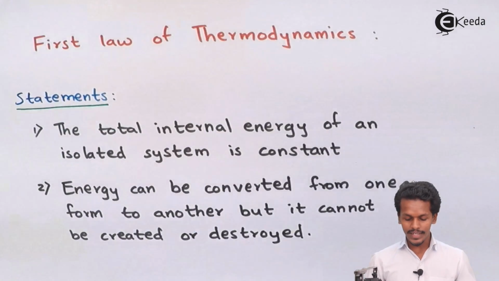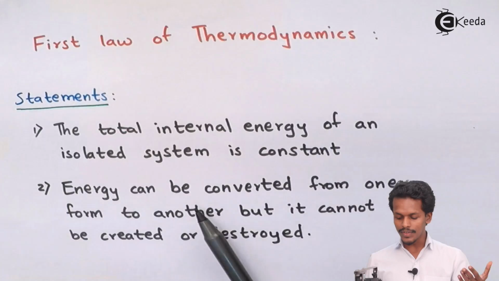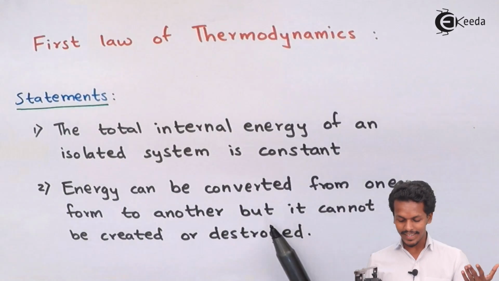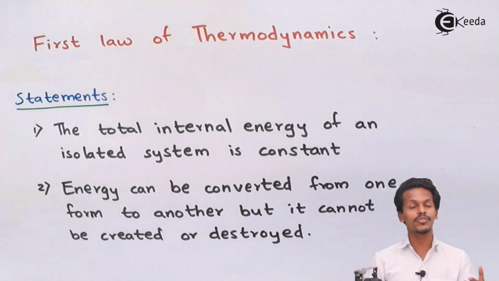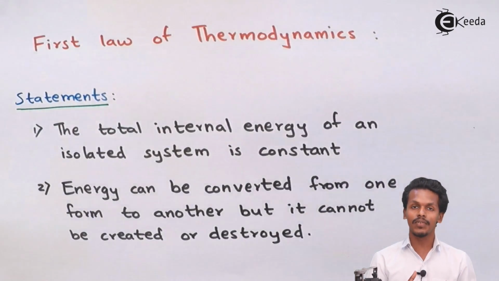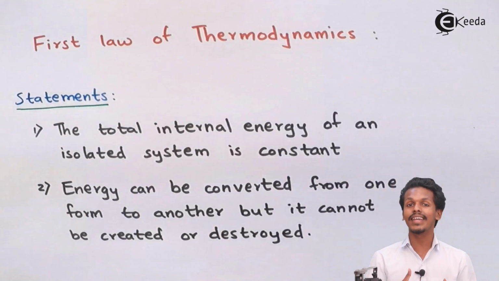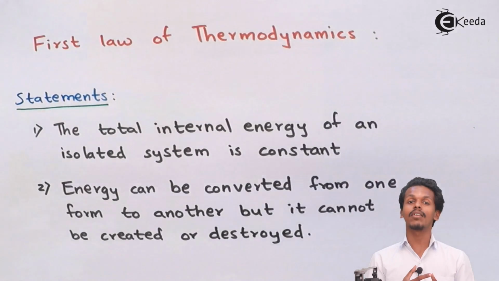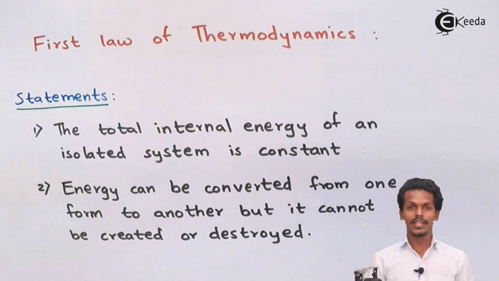Now talking about the next one: energy can be converted from one form to another form, but it cannot be created or destroyed. That is true, because the only thing we can do is transform energy from one form to another, but we cannot create energy, or destroy a particular energy. That is what the second statement is talking about. Now let us learn about the third statement.